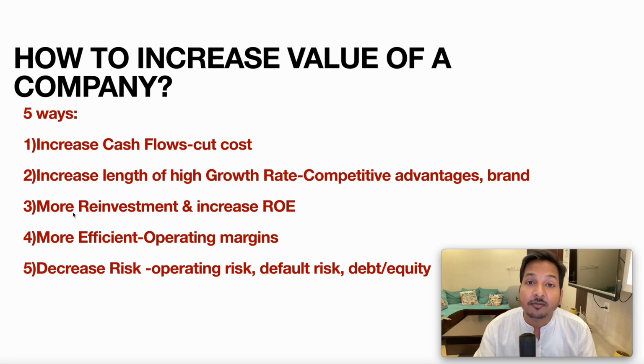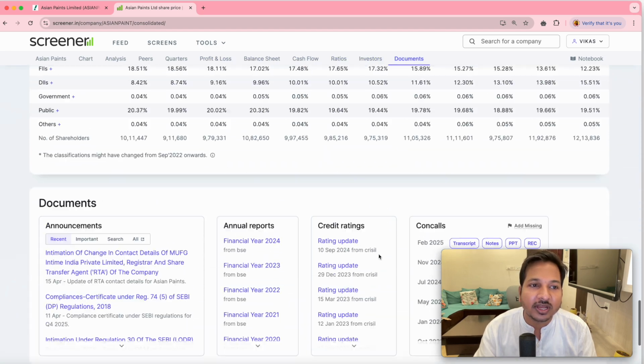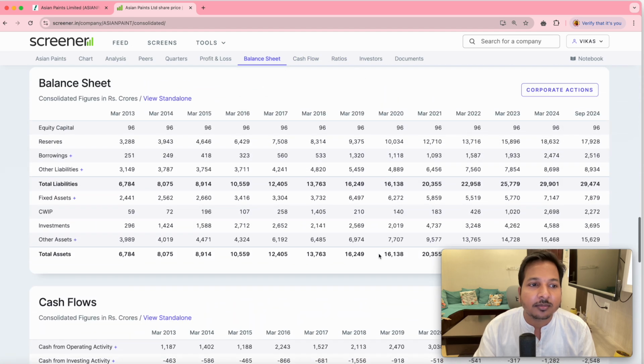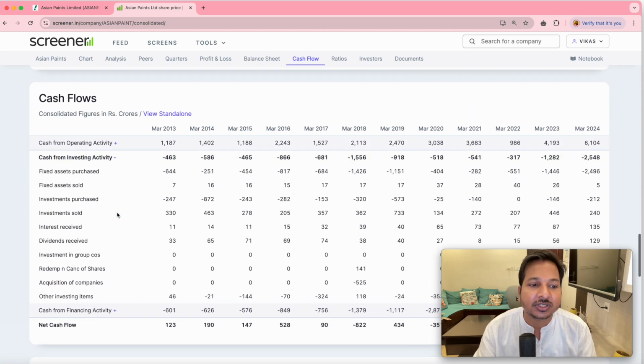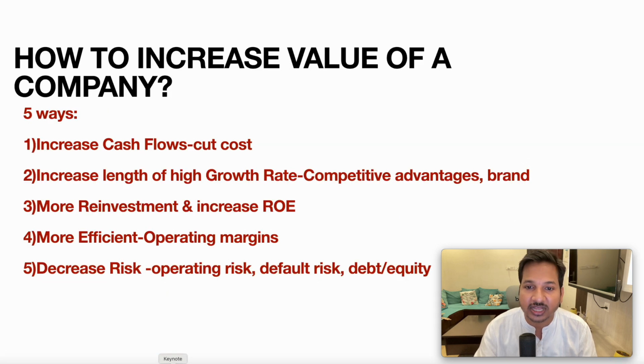Then the third one is whether your company is reinvesting and increasing its ROE. This number also you can see in screener.in. If you go to cash flow from investing activity, you can see how much cash is going for purchasing fixed assets. If you see this number growing, it means the company is putting more and more cash into reinvestment. So this number should be there in any company which you are buying. And if the ROE number is increasing, that is a very good sign. ROE and ROC numbers should be increasing, especially for smaller companies.